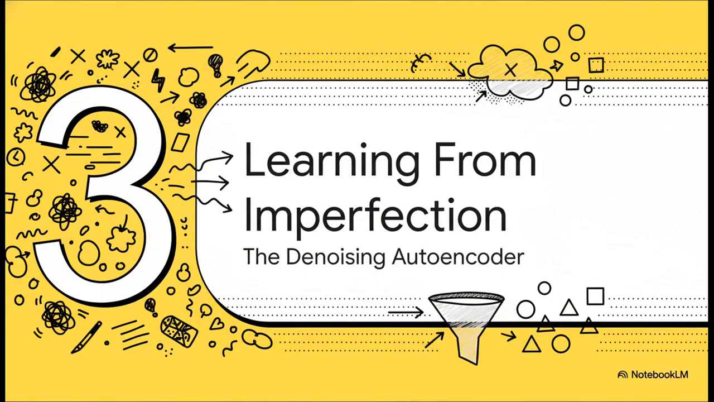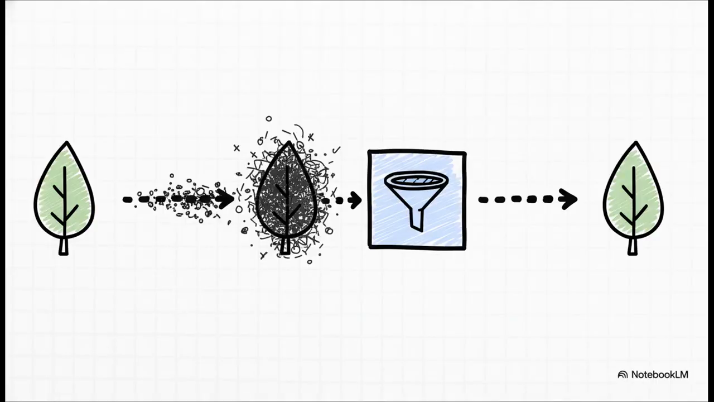Now for what I think is one of the cleverest twists in this whole story. Up until now, we've assumed we're feeding our models perfect, clean data. But what if the secret to learning better was to actually train it on bad, messy data on purpose? This is the wild idea behind the Denoising Autoencoder. So check this out. The whole goal changes.